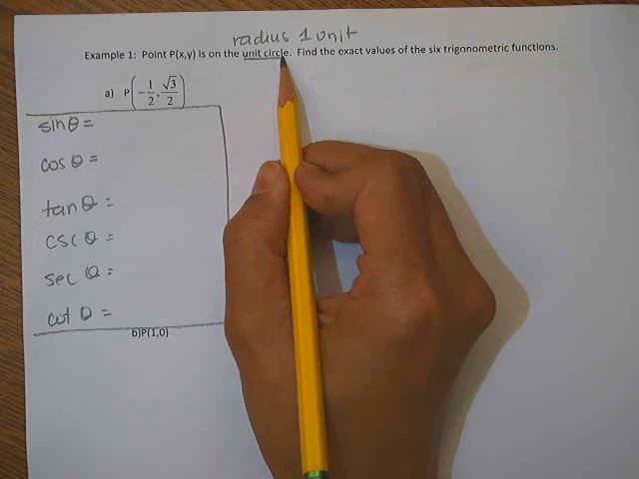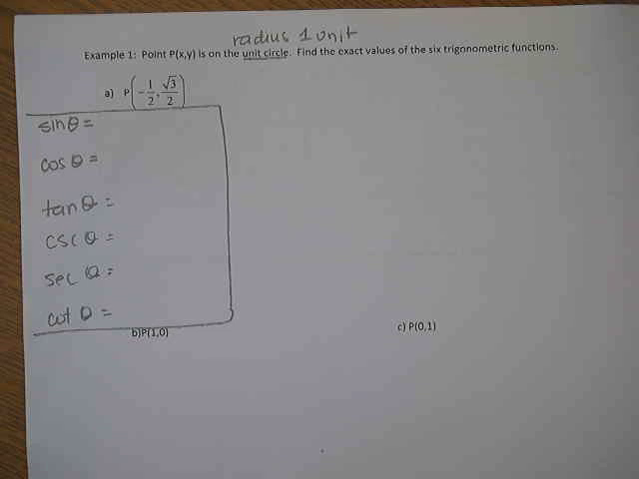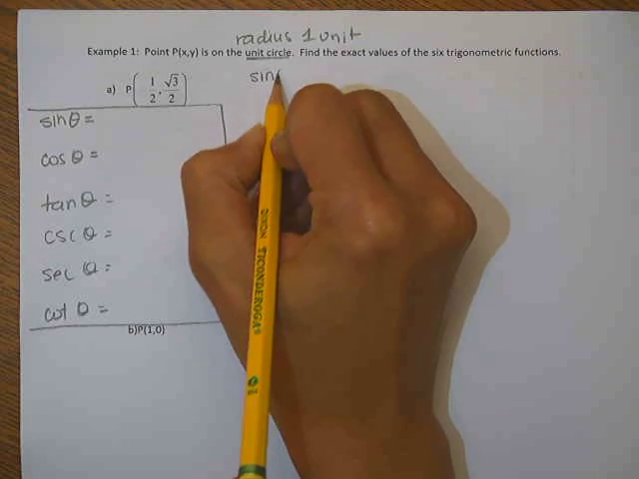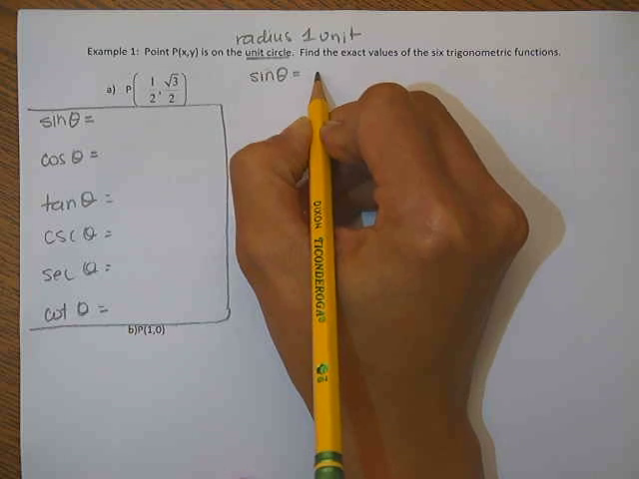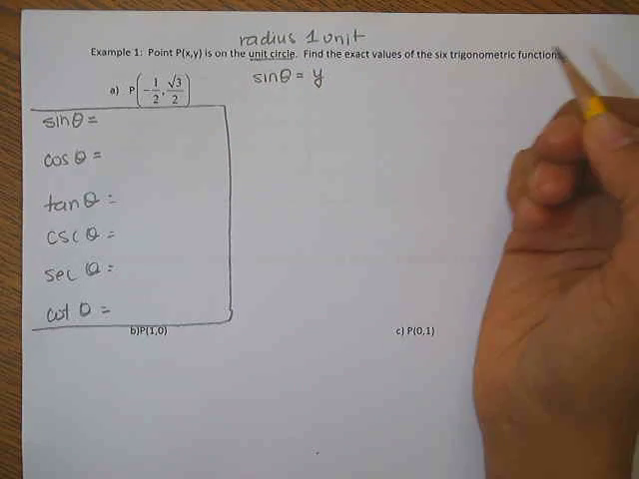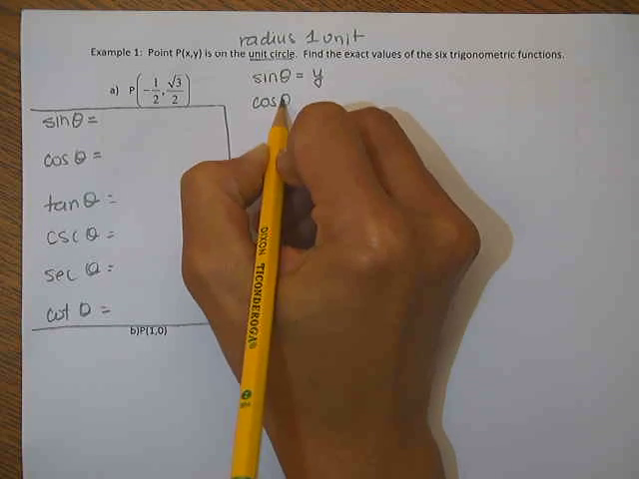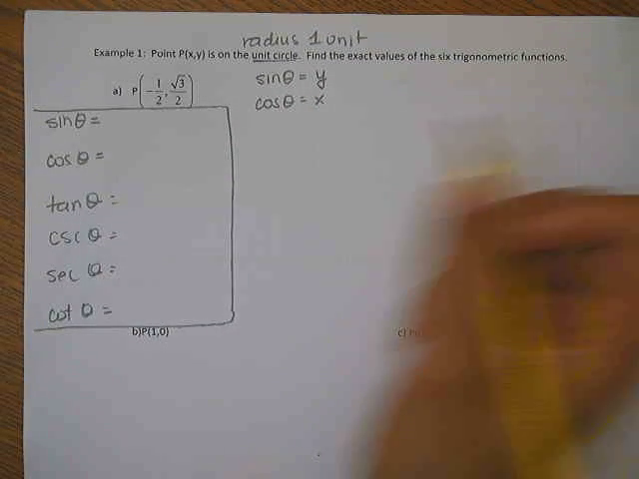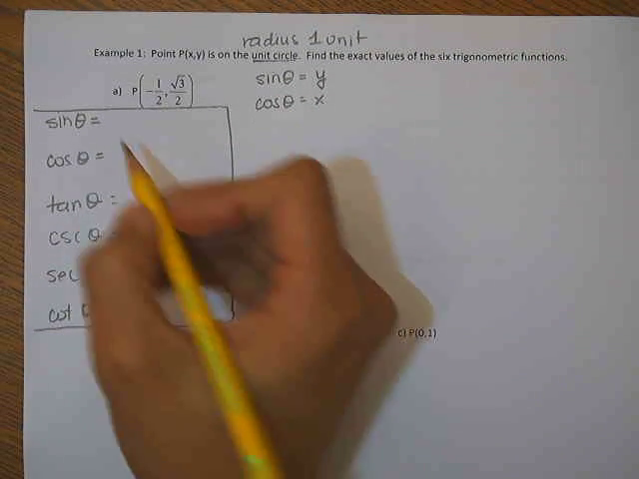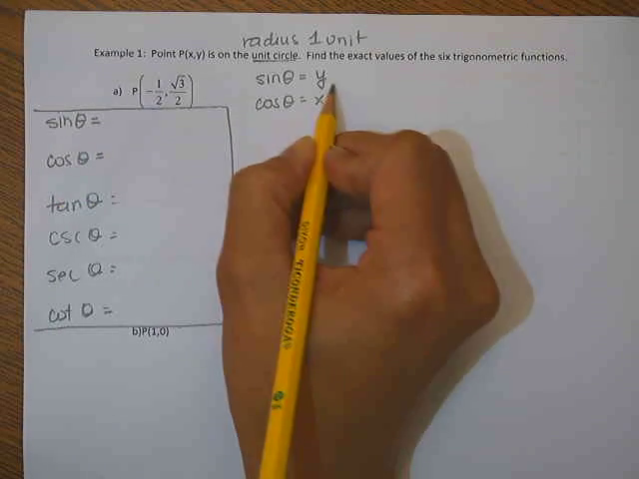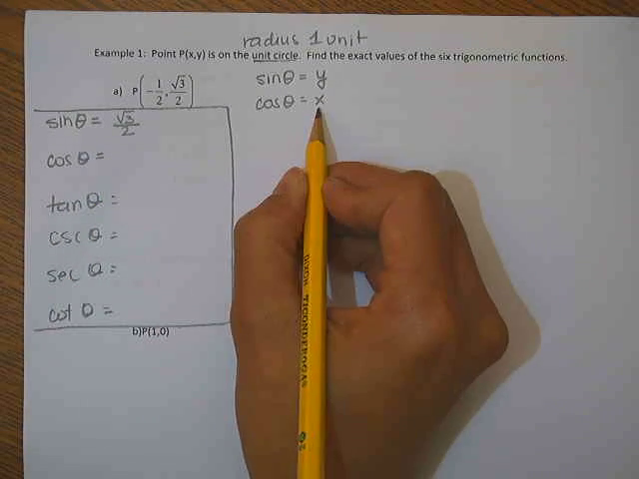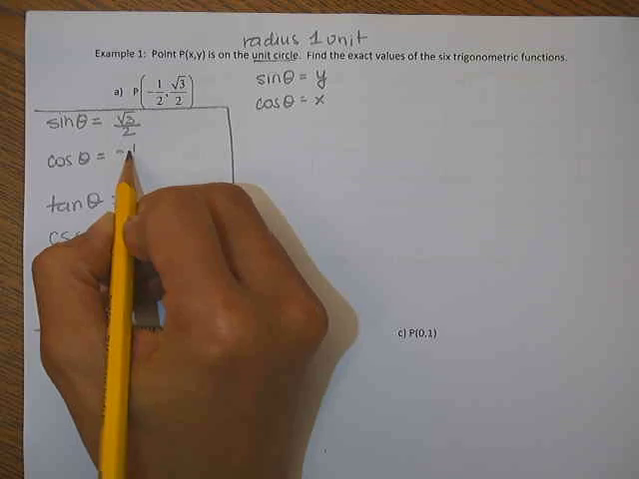Because it's on the unit circle, we're going to talk about what it means to be on the unit circle. We just did a chart on the previous page that said sine of an angle on the unit circle is exactly the same as y, and cosine of an angle on the unit circle is the same as x. Well, I have y and I have x, so I'm just going to write that in. Sine of theta equals y, so y is going to be rad 3 over 2. Cosine is going to be the same as x, so therefore I'm going to have negative 1 over 2.